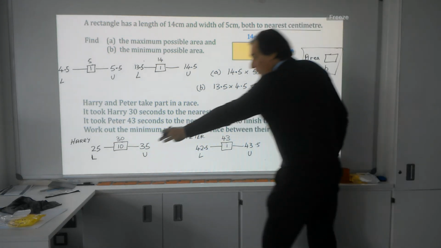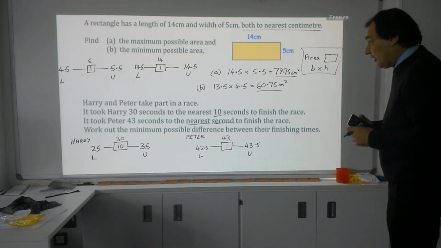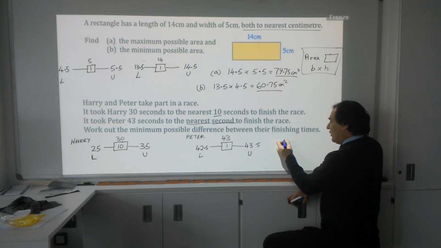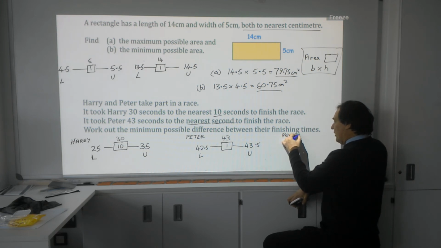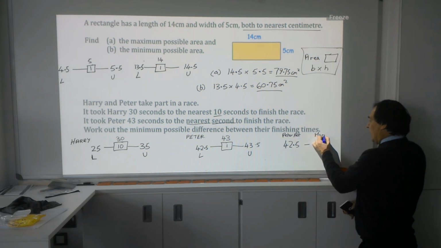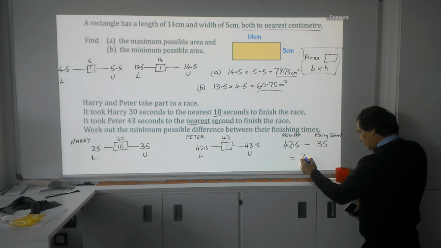So we get marks for working out these upper and lower bounds, but now having to think to work out, get those final marks and apply them. The minimum difference is going to be 42.5, let's call it Peter fast. He's not really, but Peter fast. Take away Harry slow, and that will give you the smallest number. Harry's slowest time was 35. So the gap between the two of them there will be 7.5 seconds.